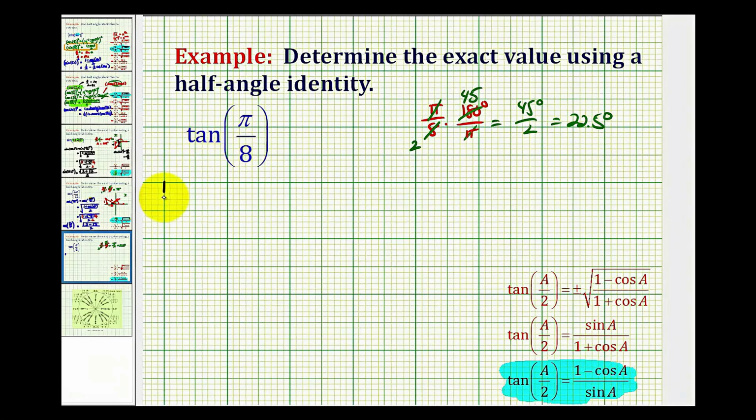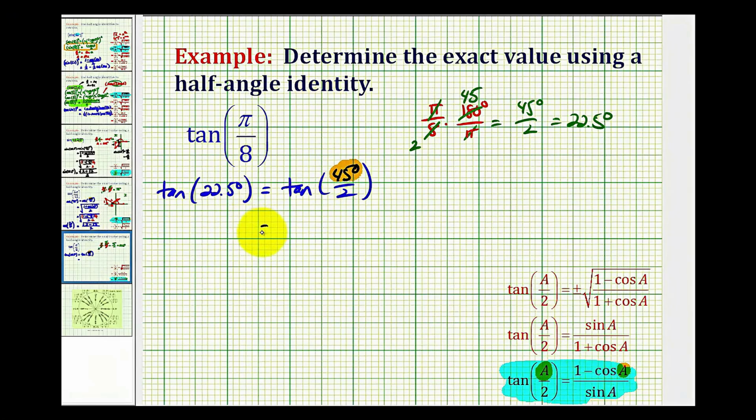So let's rewrite this as tangent 22.5 degrees, and then we'll double the angle to identify the value of A used here as well as here on the right side, which we actually had here before we divided. This is the same as tangent 45 degrees divided by 2. So A is equal to 45 degrees. Now we'll go ahead and apply this identity.